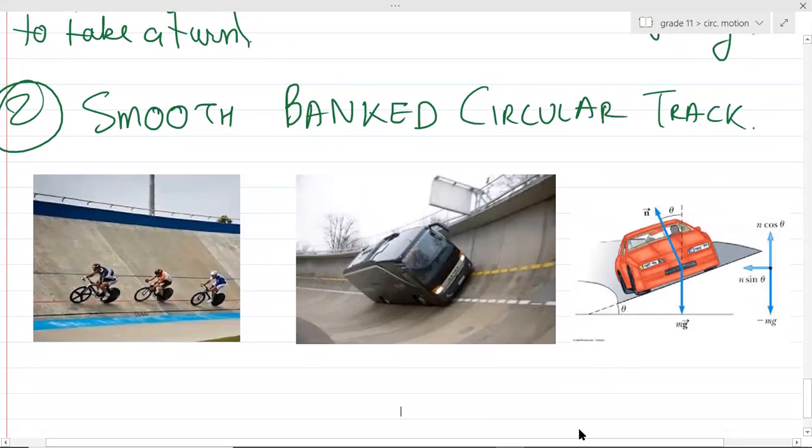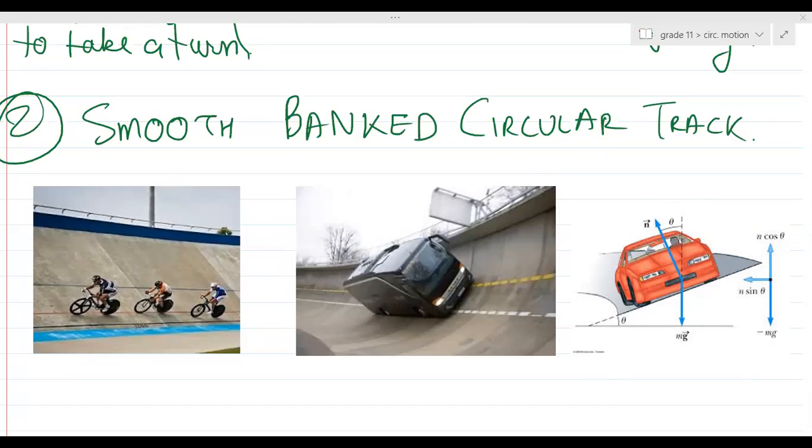Anyways, guys, are you able to see the banked road in every case? The road is made in a sloped manner, right? Can you see the road is making a certain angle with the horizontal? Can you see this angle? Yes. So basically, these are your banked roads. Suppose these banked roads are smooth. Then let me draw exactly what forces will be active.